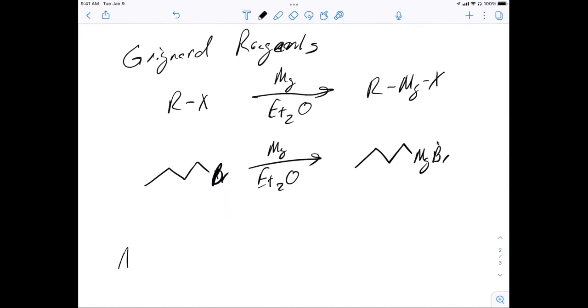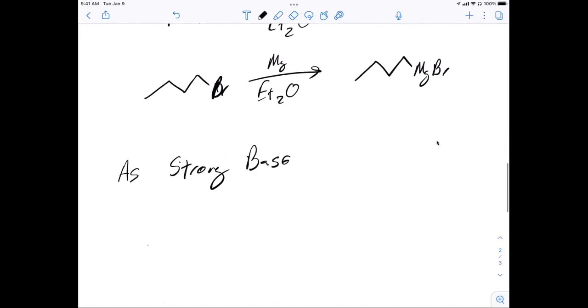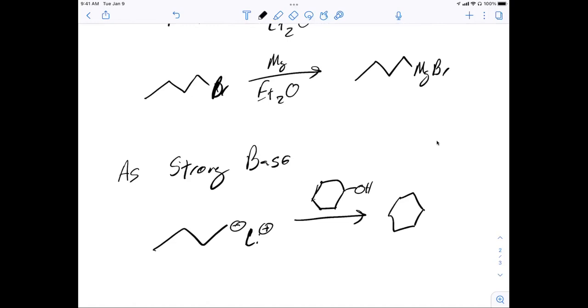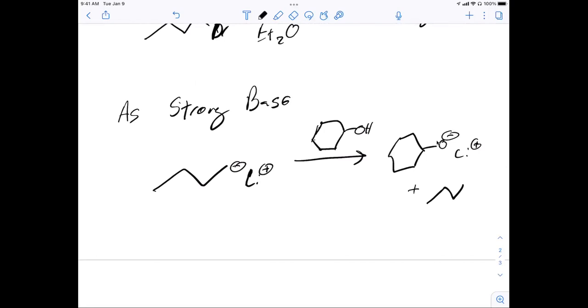We can use these as strong bases, sorry. They're going to react with acids. And of course, this is what we see, right? If we had butyl lithium, now, if we react this with an alcohol, it's going to form the alkoxide base. That gives me butane. And really, for the lithium reagents, this is what we see.